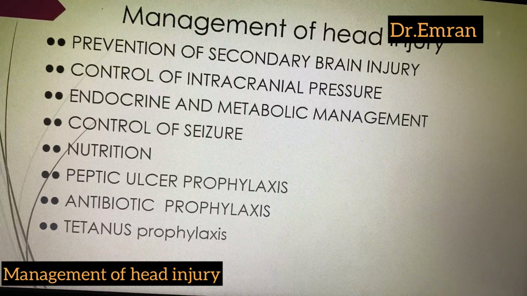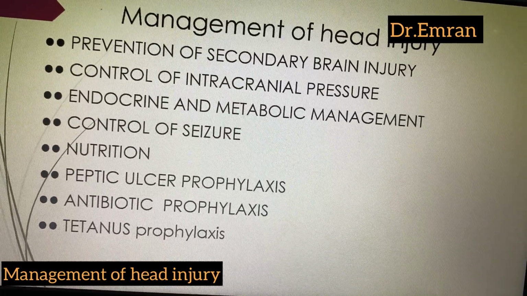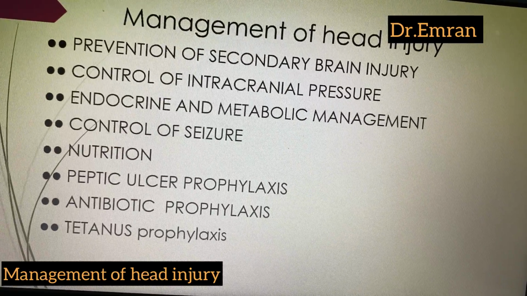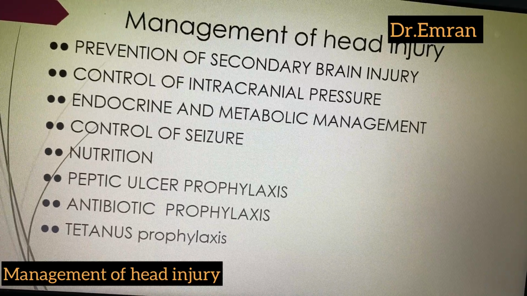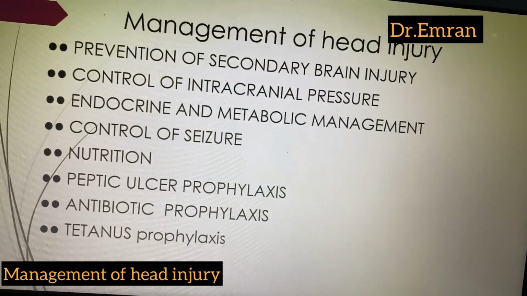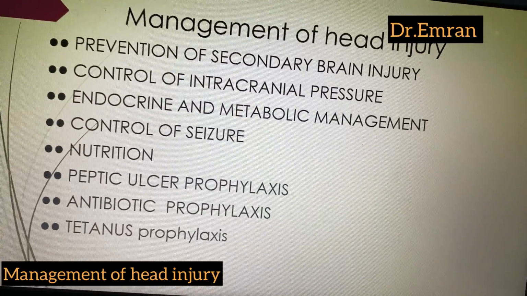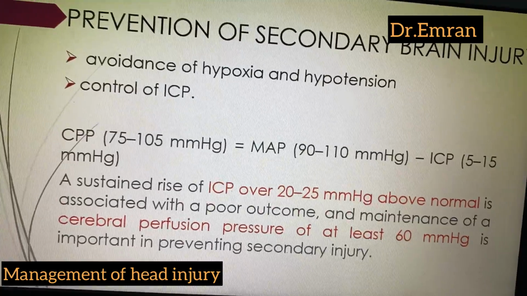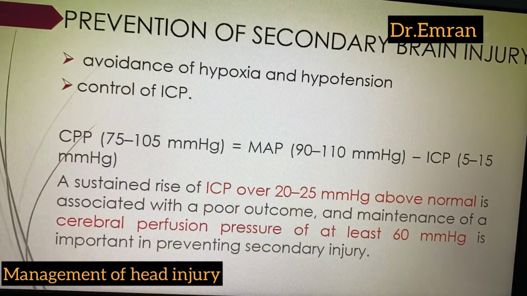of head injury. The goals of management are as follows: prevention of secondary brain injury, control of intracranial pressure, endocrine and metabolic management, control of seizure, nutrition, peptic ulcer prophylaxis, antibiotic prophylaxis and tetanus prophylaxis. Now I am going to describe this elaborately. Firstly, prevention of secondary brain injury.